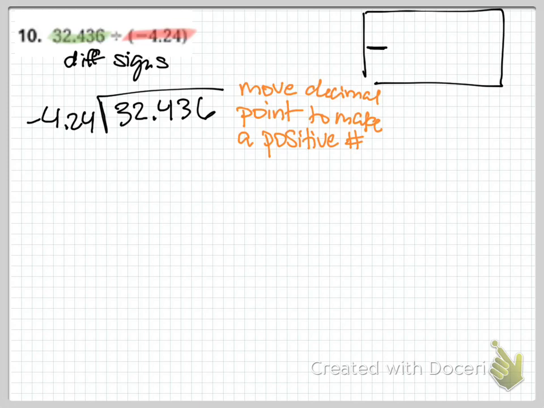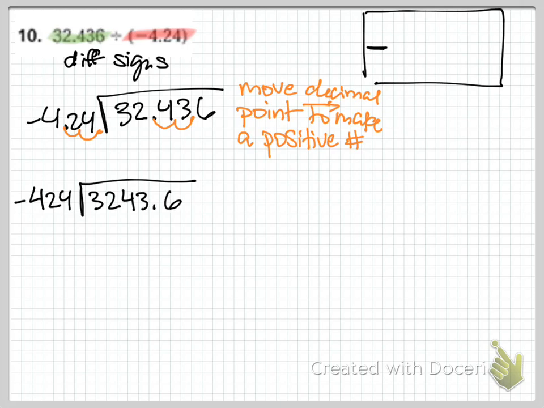Before I can do this division, we want to make sure we are dividing using a whole number. So we're going to move the decimal point to the right until we have a whole number. So this needs to move 2 times, which means the other decimal point also needs to move 2 times. And that will give me an updated problem where we have 424 on the outside and 3,243.6 on the inside. And we're going to make sure we have a decimal point right above the decimal point inside so that we know where this is supposed to go.